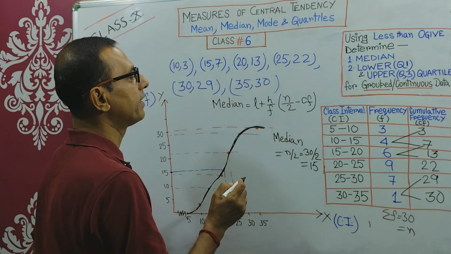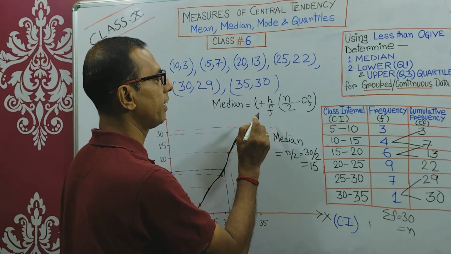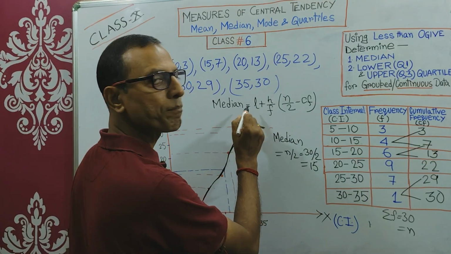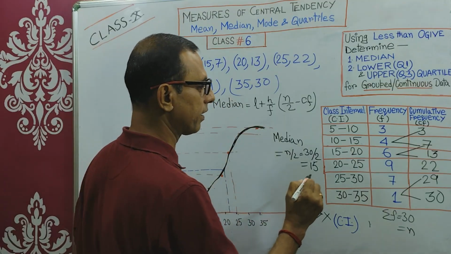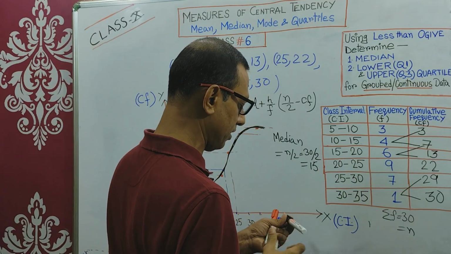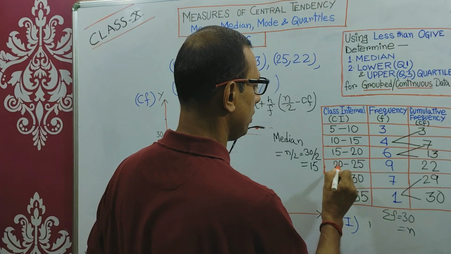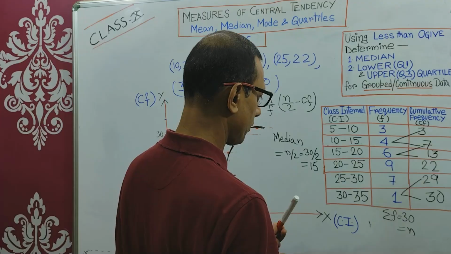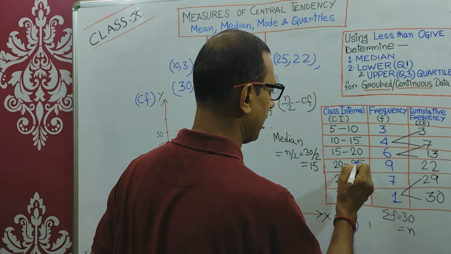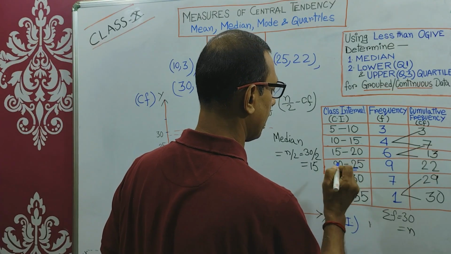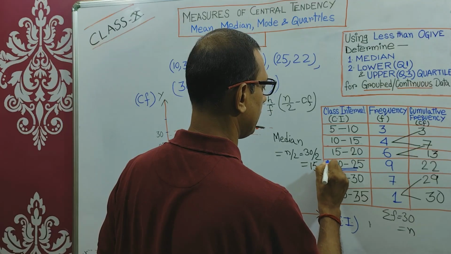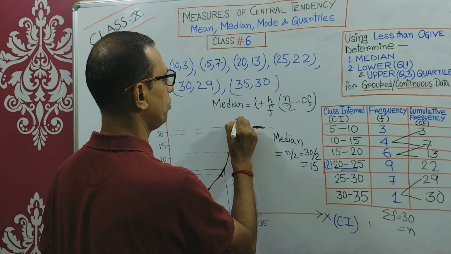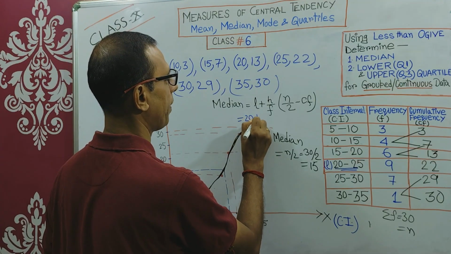So in the formula itself, you need to understand what is what. Already I have explained though. L is the lower bound of the median class. So if the median class is this one, 20 to 25, this is our median class. So L is 20. So L equals 20. So what do we do? 20 plus.